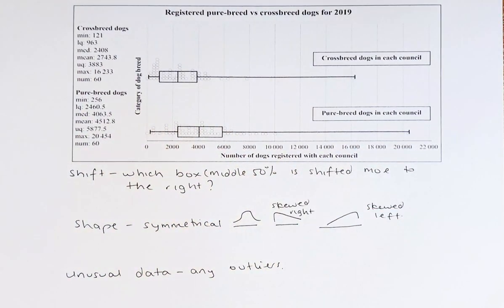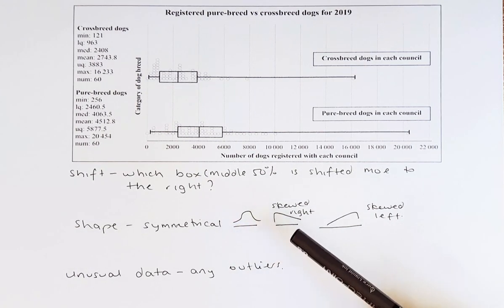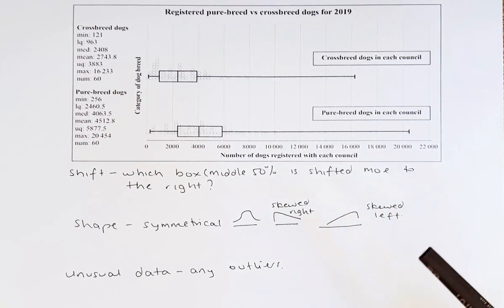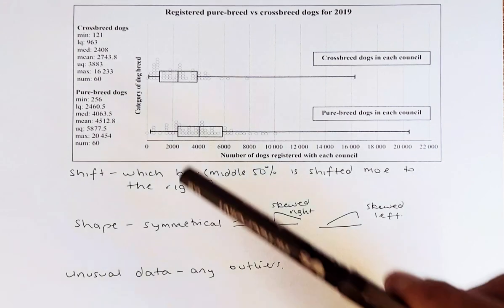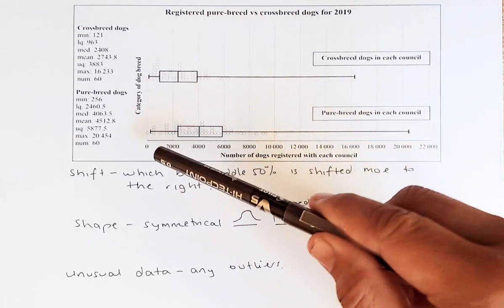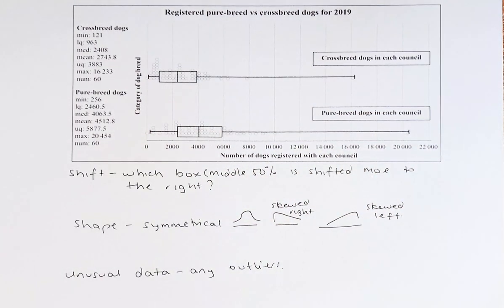The shape could be three main shapes. One is called symmetrical, meaning the normal bell-shaped curve, then skewed to the right and skewed to the left. If there's no shape at all, then you call it irregular. In our case, this time you have to look at the dot plot. It looks more like a shape going downwards, so it's more like this. So we can say that both the crossbreed and the purebred dog are skewed to the right.